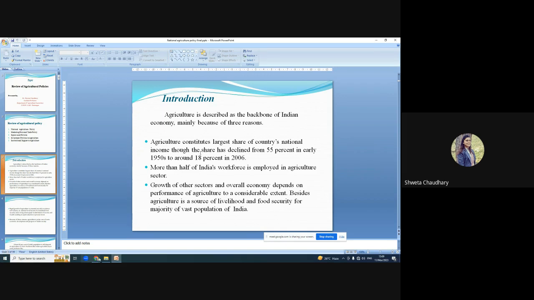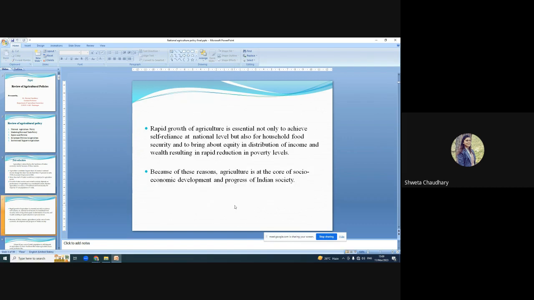Then growth of this sector not only contributes to the country's income, but also leads to the livelihood and food and nutritional security of the vast population of the country. Rapid growth of agriculture is essential not only to achieve self-reliance at the national level, but also to eradicate various problems of poverty in the country. Because of these reasons, agriculture is the backbone of our country and the core of socio-economic development and progress of Indian society. Right?